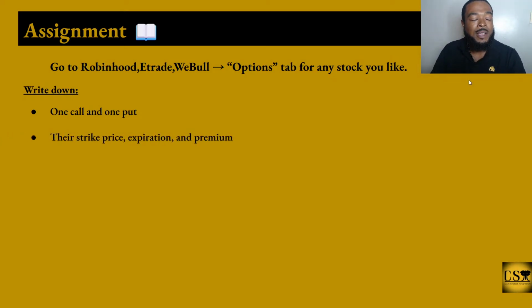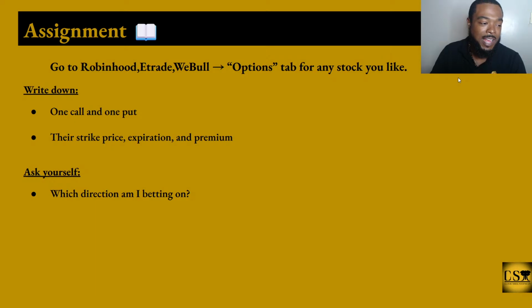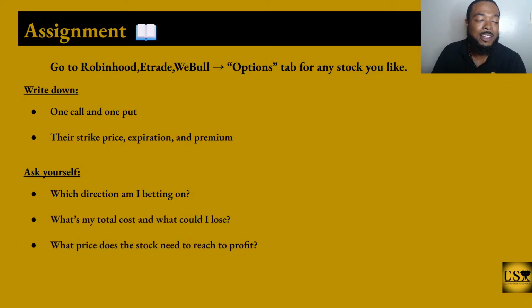All right? I want you to find the strike price. I want you to find the expiration that you're going to get. And I want you to understand what the premium is. And then I want you to ask yourself, what direction am I betting on? What's my total cost? How much would I be able to lose if I bought this contract? And what price does the stock need to reach for me to be in profit on this contract?